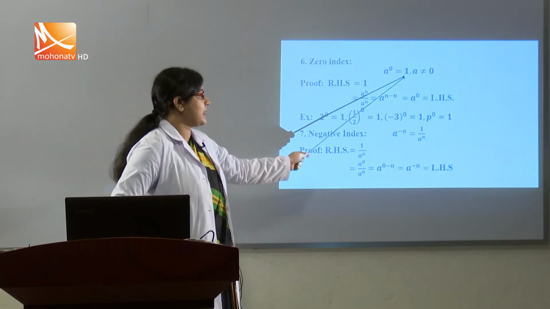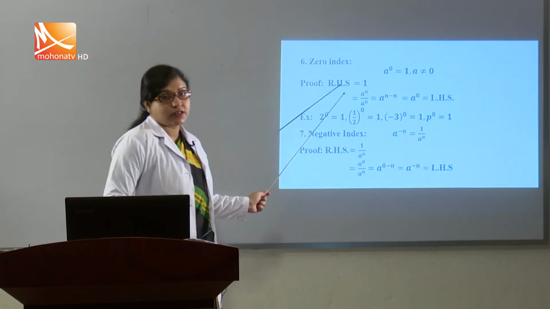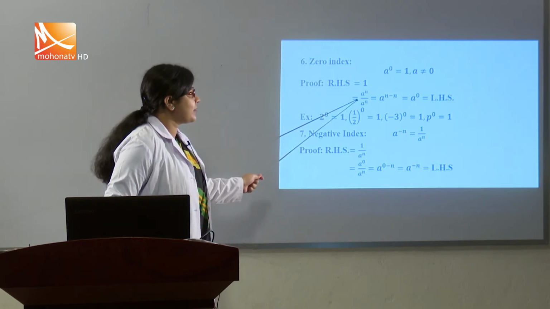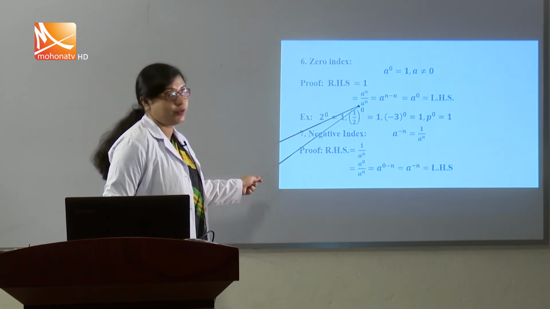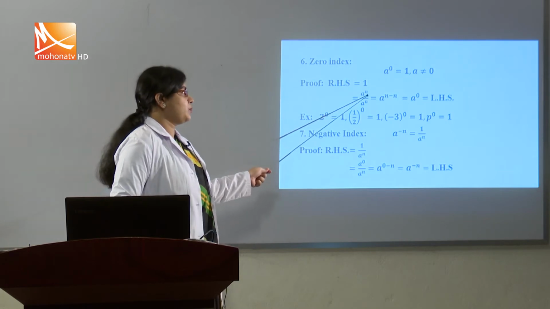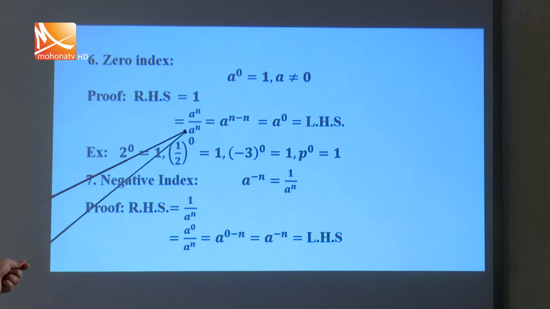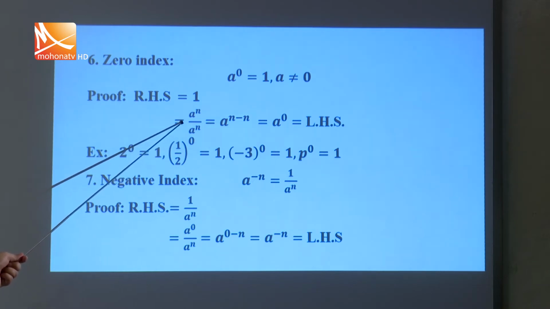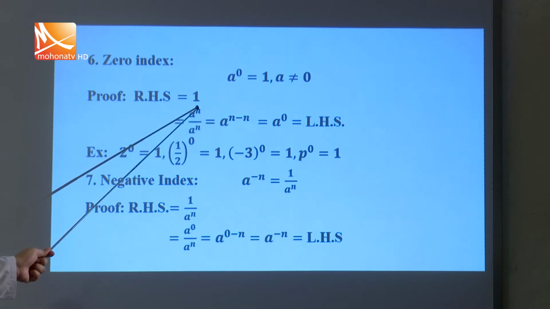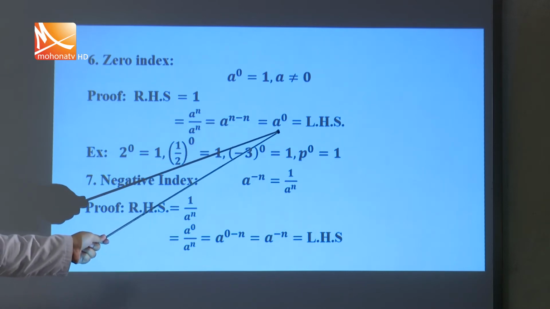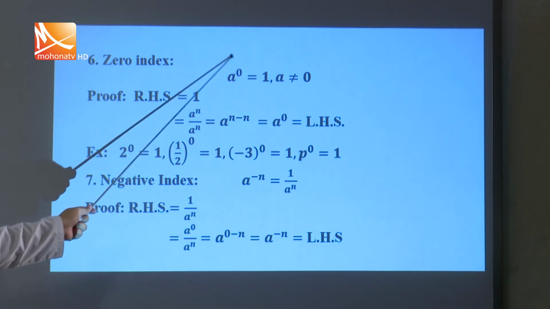See, on our right hand side we have 1. So, we know actually if you divide something by itself, you will get 1. So, we can write it as a^n divided by a^n. Not only a^n, you can take any number like a^2 divided by a^2, or 4^2 divided by 4^2. And since bases are equal here, and according to our laws of division, we can subtract the powers, that is a to the power n minus n. It will give you a^0, which is your left hand side.